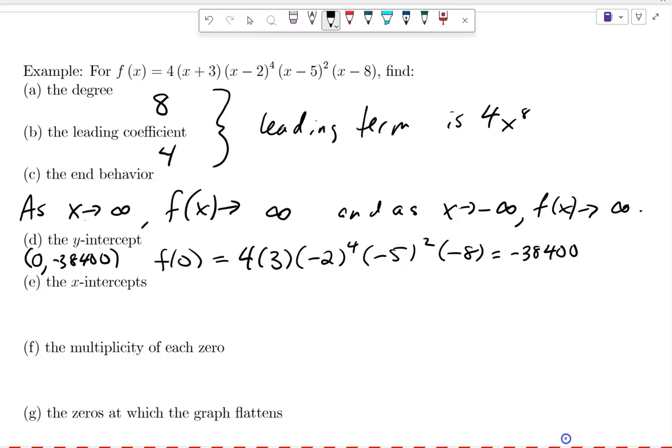All right, how do we find the x-intercepts now? Just generally speaking, to find x-intercepts, how do you find those? Doesn't matter what the function is. Yeah, you set it equal to 0, right? Make the function equal to 0, good. So in this case, you'll set 4 times x plus 3, x minus 2 to the 4th, x minus 5 squared, x minus 8 equals 0.